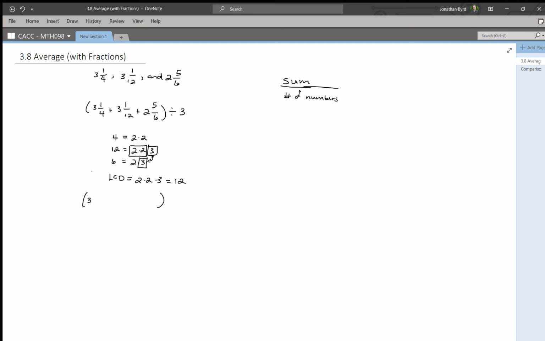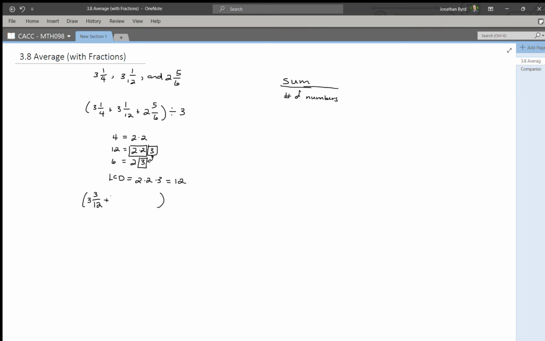So for the first one, I have 3 and 1/4, but I want that to actually be 3 and some number of 12ths. So in order to get from 4 to 12, I need to multiply by the missing factor. The missing factor between 4 and 12 is 3. So if I multiplied 4 by 3, I would get 12. And if I multiplied 1 by 3, I would get 3. So then 3/12 must be equivalent to 1/4.